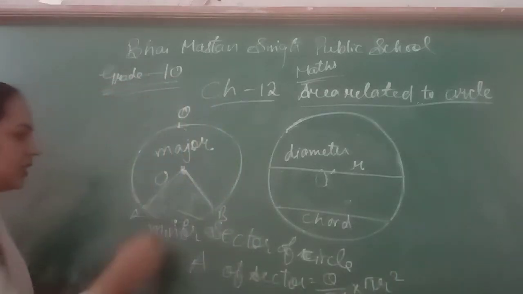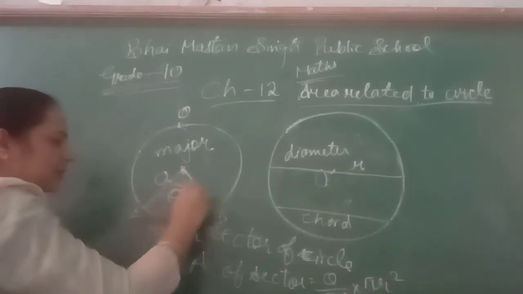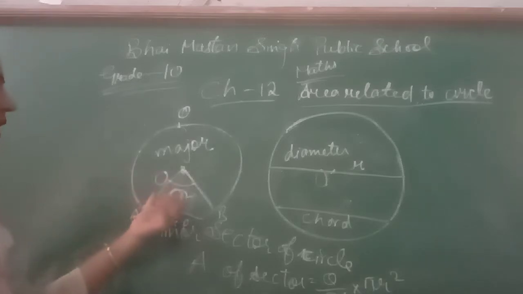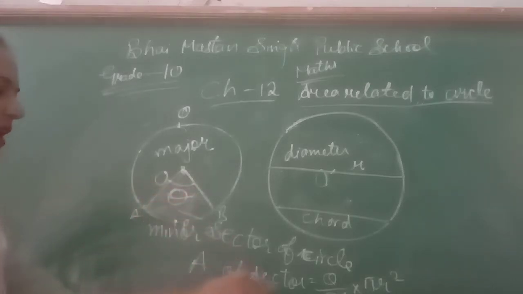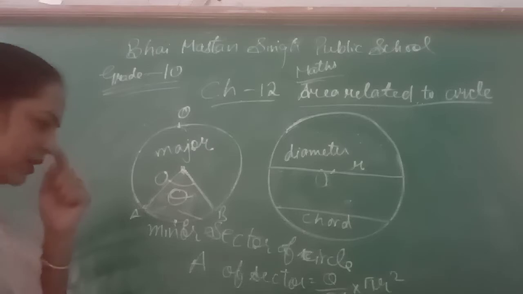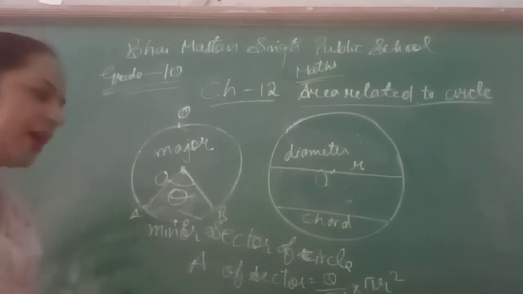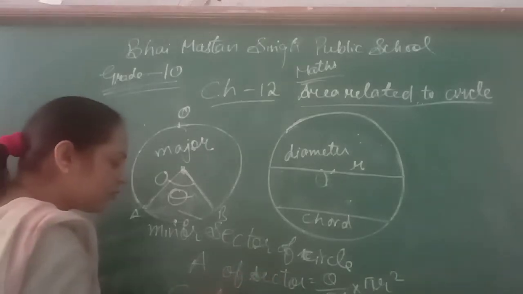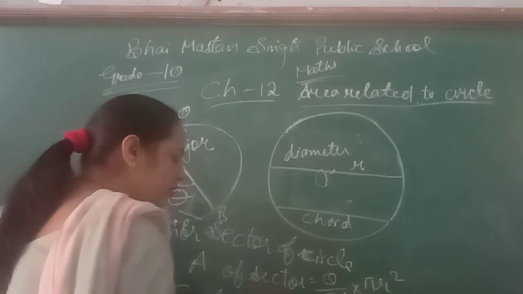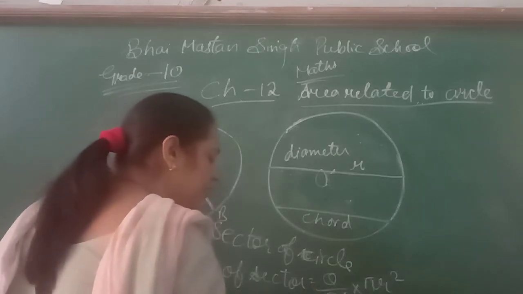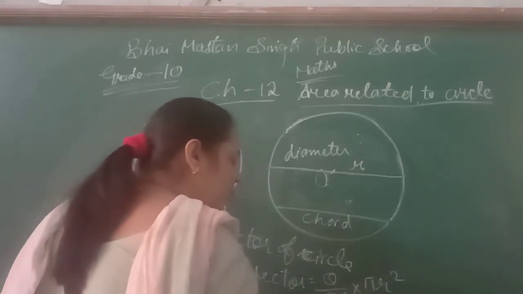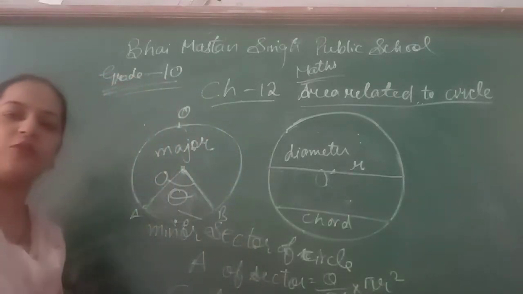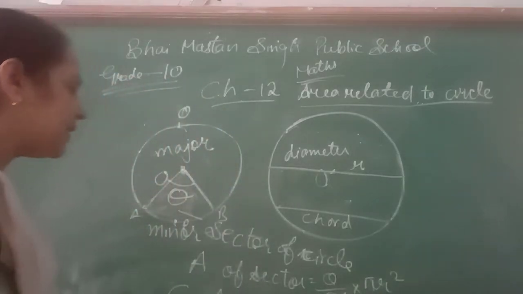So what is theta? Theta is the angle of the sector at which the sector is made. That angle is called the angle of the sector. The formula is theta by 360 into pi r square. Then circumference of sector is equal to theta by 360 into 2 pi r. These are the formulas that we are going to discuss in this chapter.